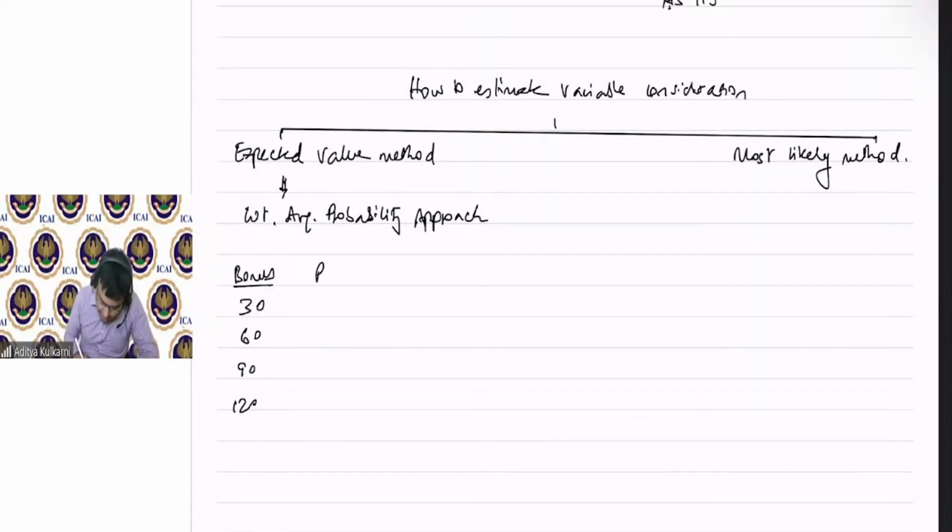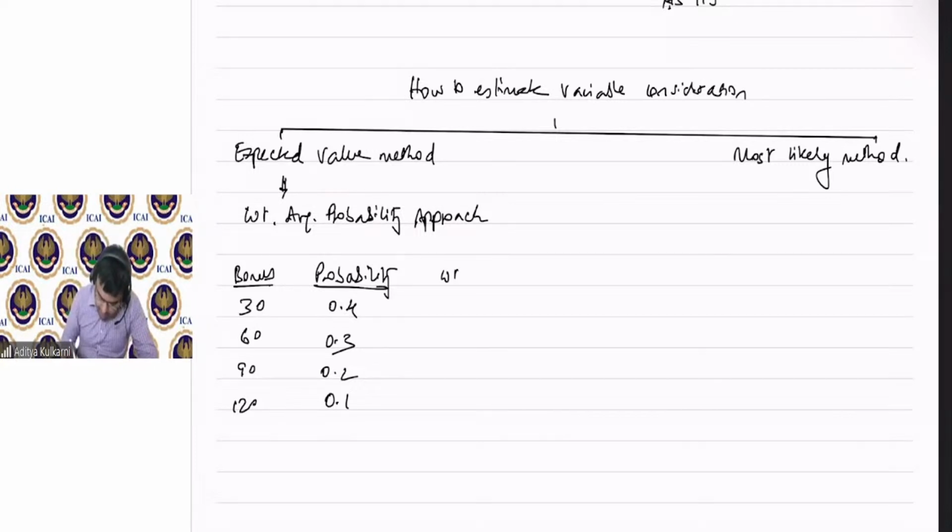So now you can assign a probability to this. There is a 40% chance I will complete it in 4 years. A 30% chance I'll complete it in 3 years. A 20% chance I'll complete it in 2 years. A 10% chance I will complete it in 1 year.